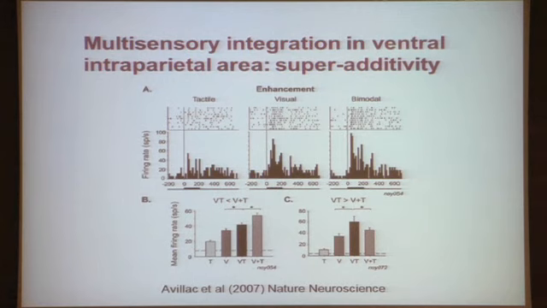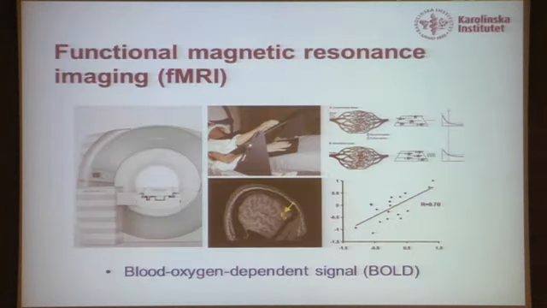Multisensory integration properties have also been seen in the interparietal cortex. This neuron can show so-called superadditive effects. So if you touch the hand in full view, you get a much stronger response than if you only see an object, or if you only touch the hand where the person has their eyes closed. Another example of multisensory integration. Okay, I will move on.